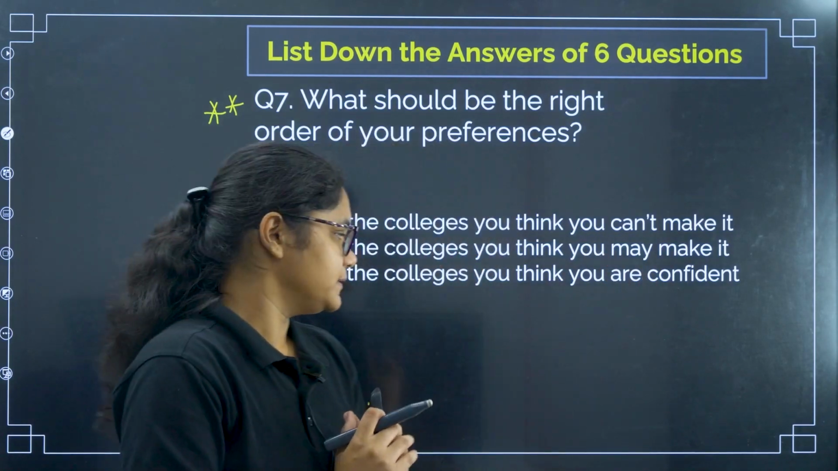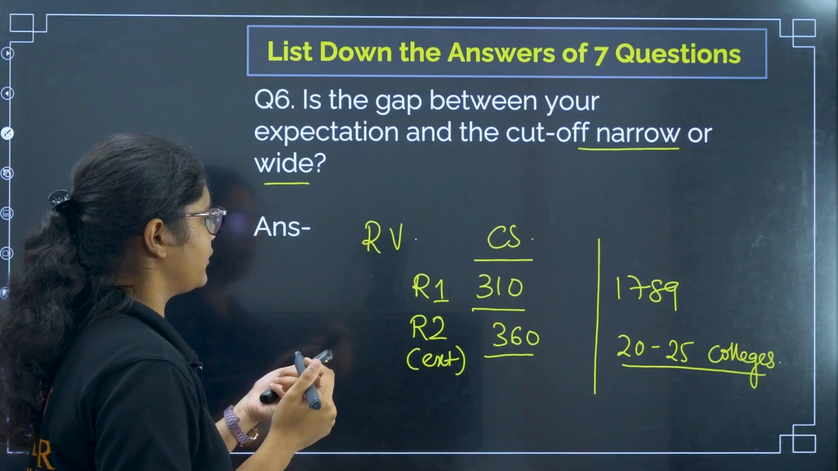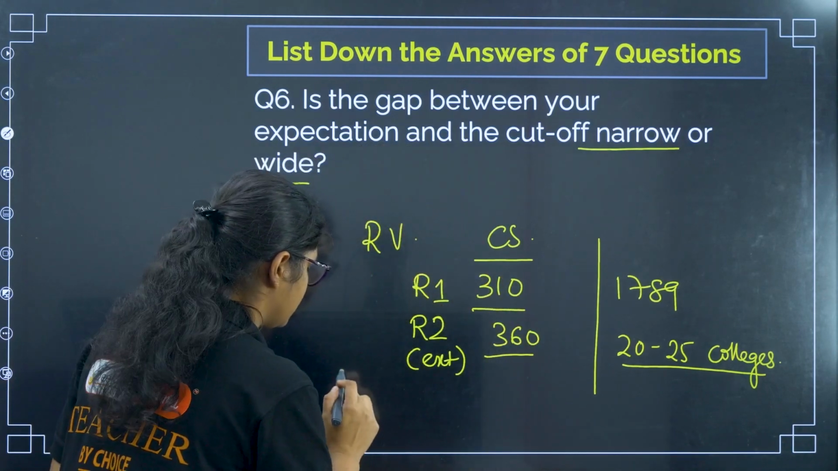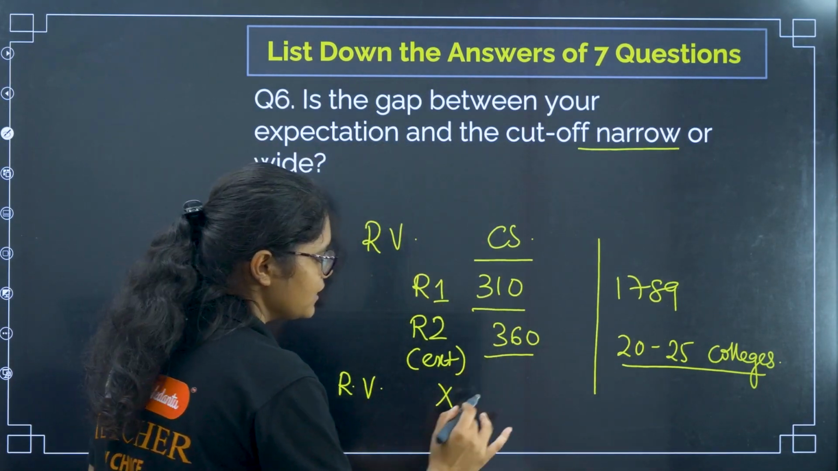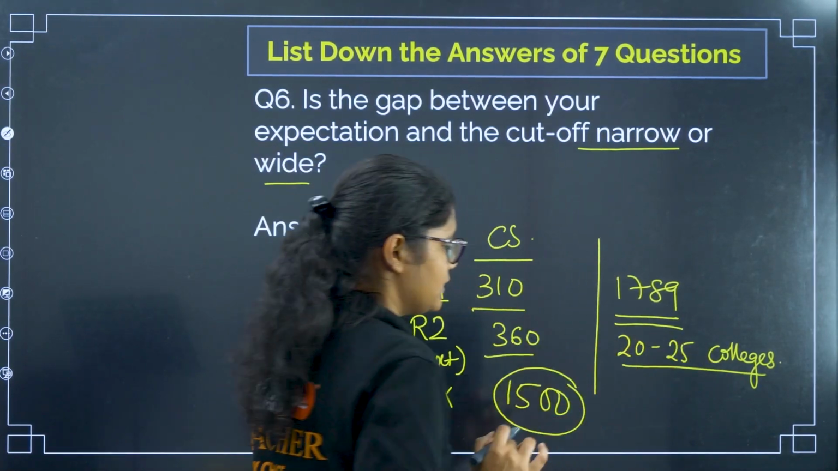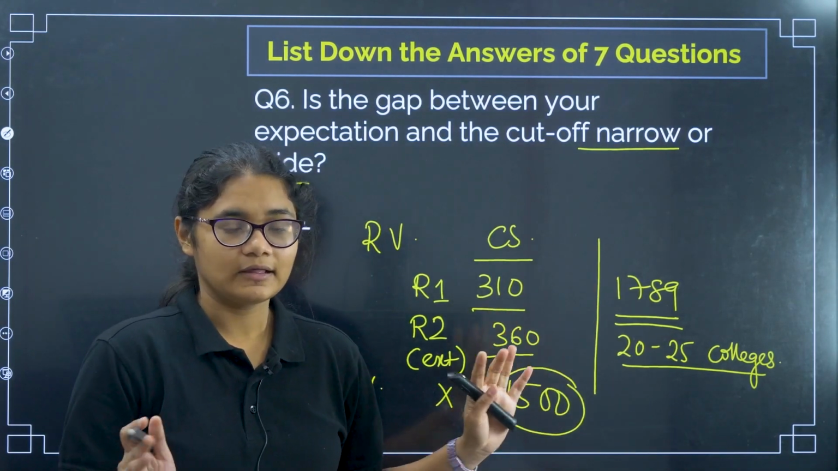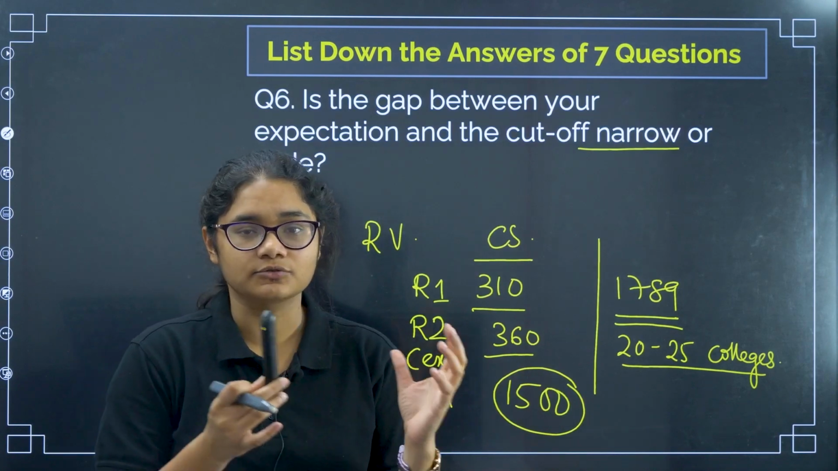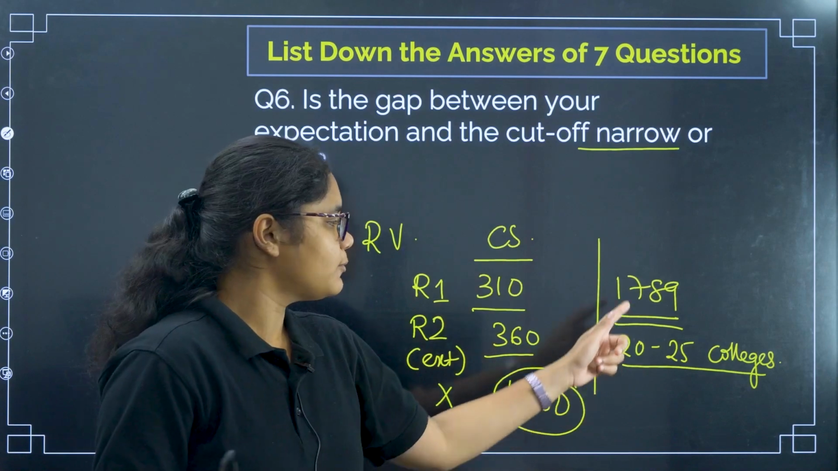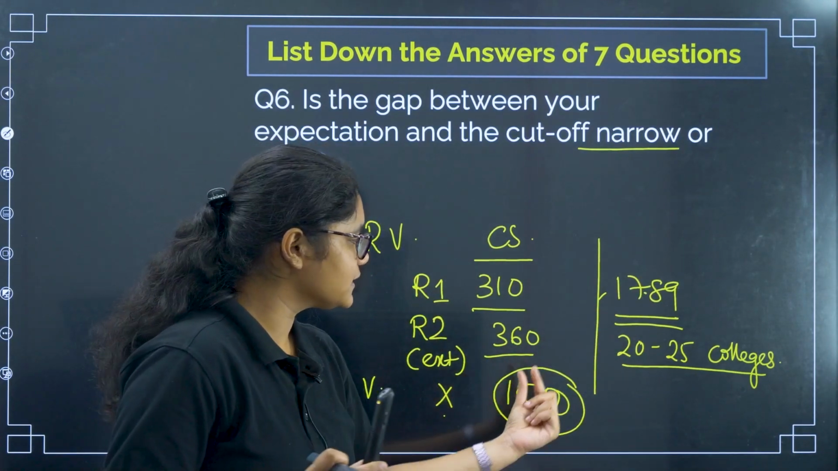Okay, so now what happens? Suppose your rank is here, see this point. Suppose there is some other branch, let us take in RV college some X branch is there, whose cutoff is somewhere around 1500, and my rank is 1789. Now I think that I will not be able to get that, but it is near to my rank, right? There is a possibility that if some students drop out or do not join, the seats are vacant, and I may get this X branch in RV college. There is a possibility. Why? Because the gap is less.